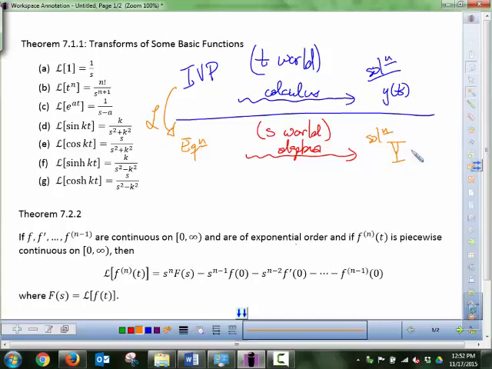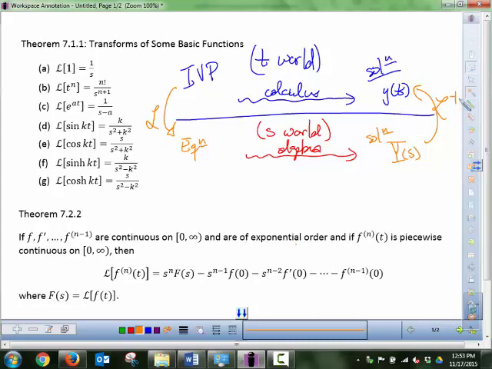In the S world, we tend to capitalize our function names, and it's called the S world because the independent variable is S. So we exchange our calculus work for algebra work if we're willing to make this transformation to the S world. The tricky part might be the transformation back, where we take the inverse Laplace transform of our result in the S world so that we can identify our function in T. This is the basic idea of Laplace transforms.